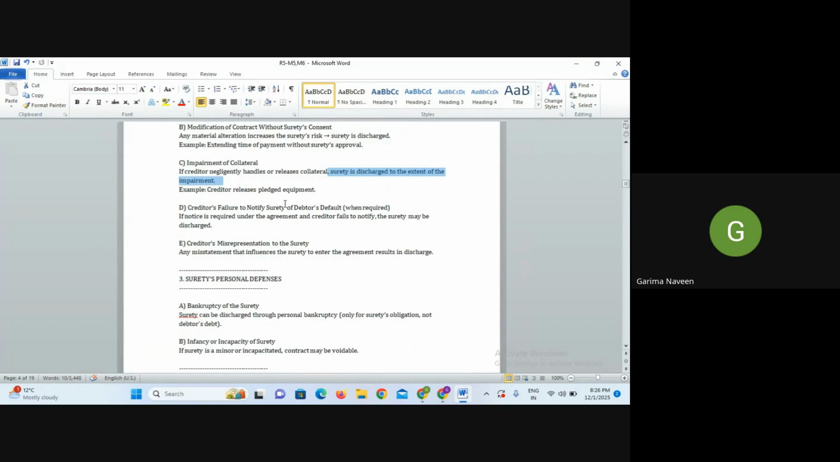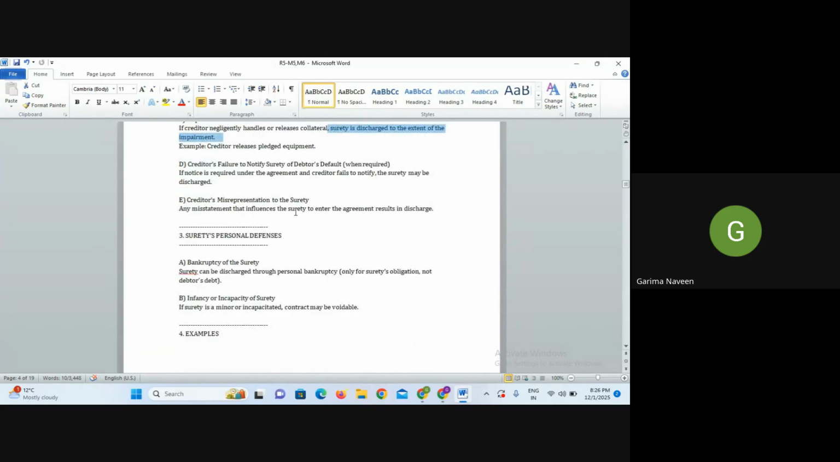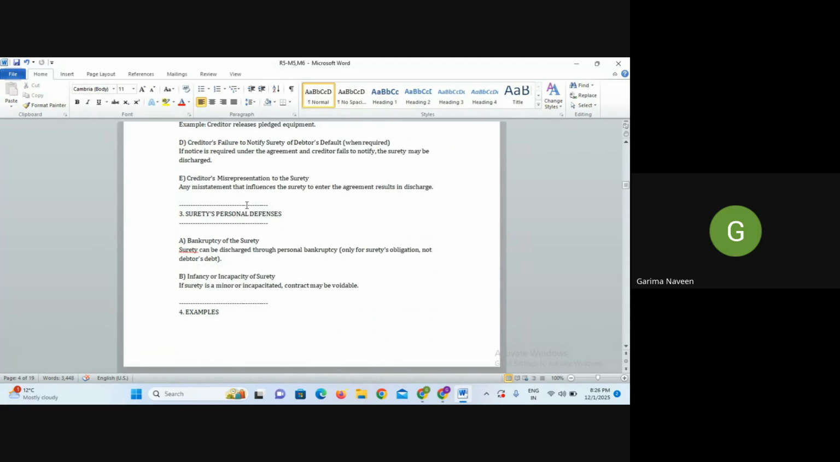If the debtor defaults on the loan, there is a notice which is required under the agreement. But if the creditor fails to notify the surety in the required time period, and after that comes to the surety and asks for payment, then he can use this defense to escape from liability. Next, the creditor's misrepresentation to the surety. If any misstatement influences the surety to enter the agreement, it will result in the discharge. Okay.